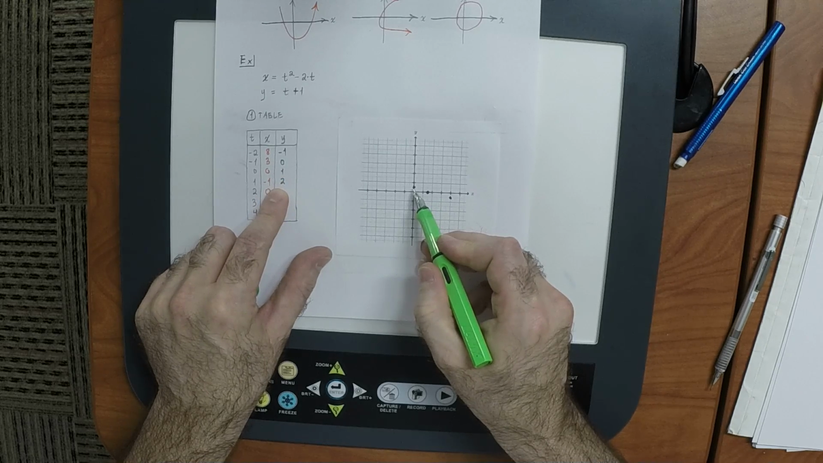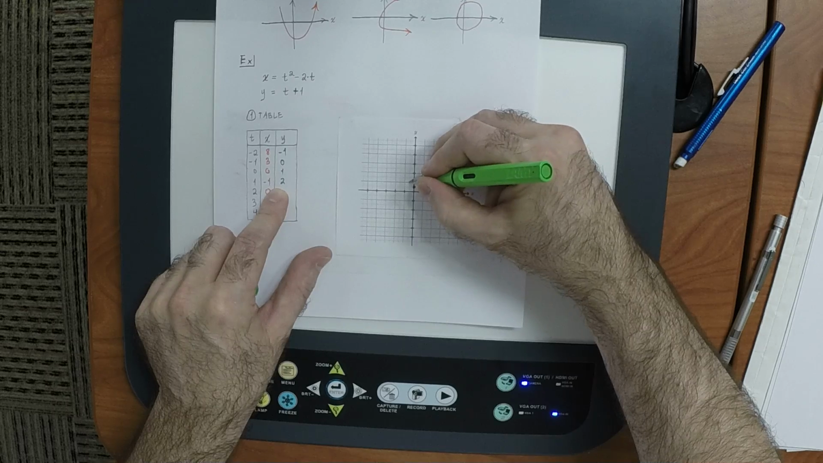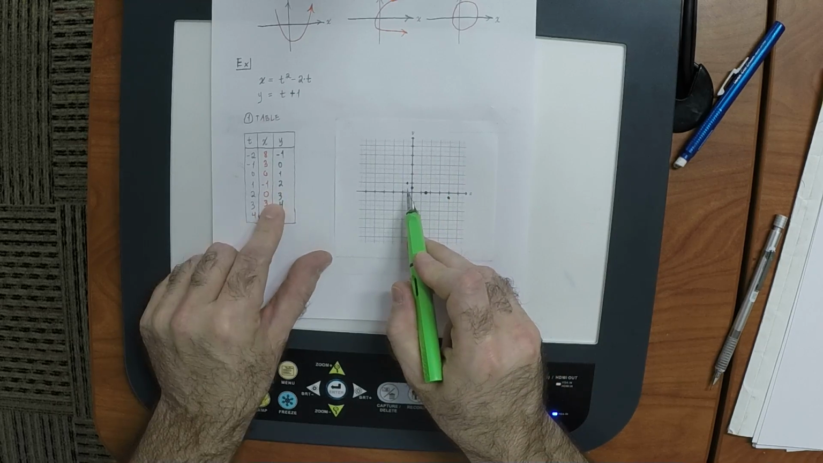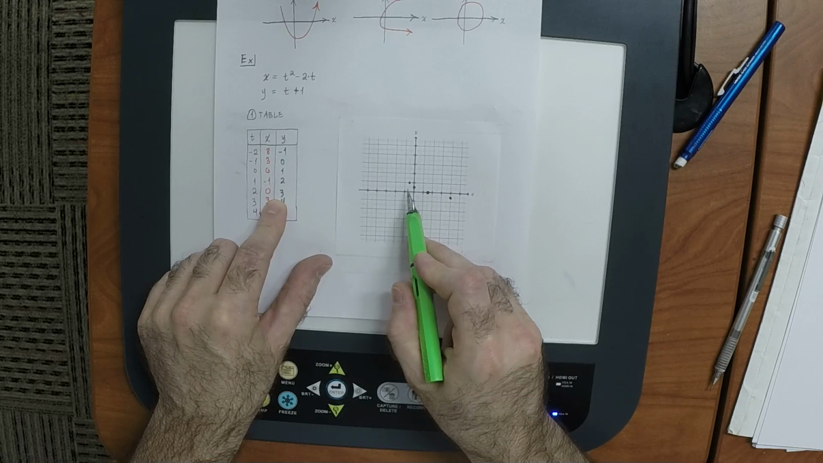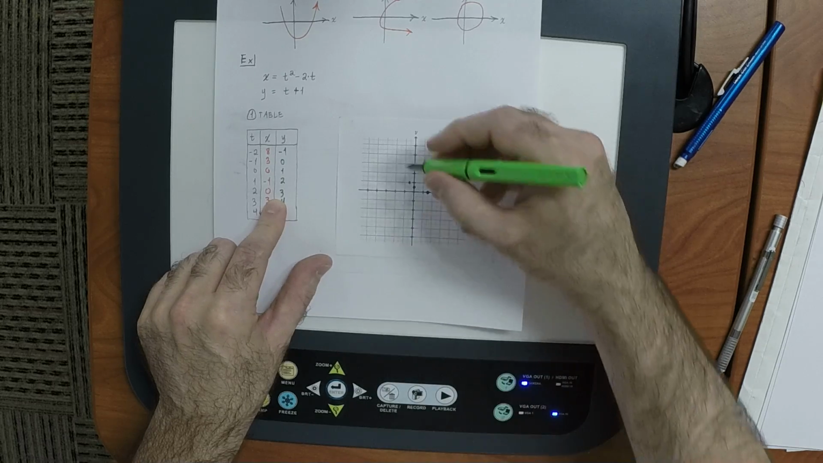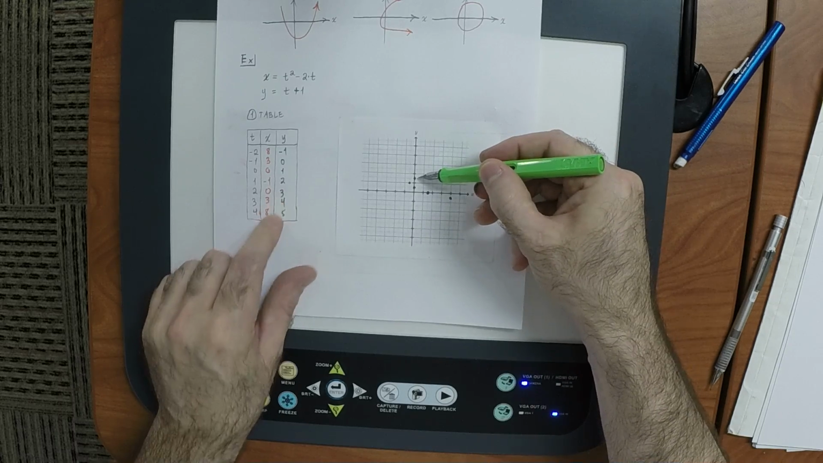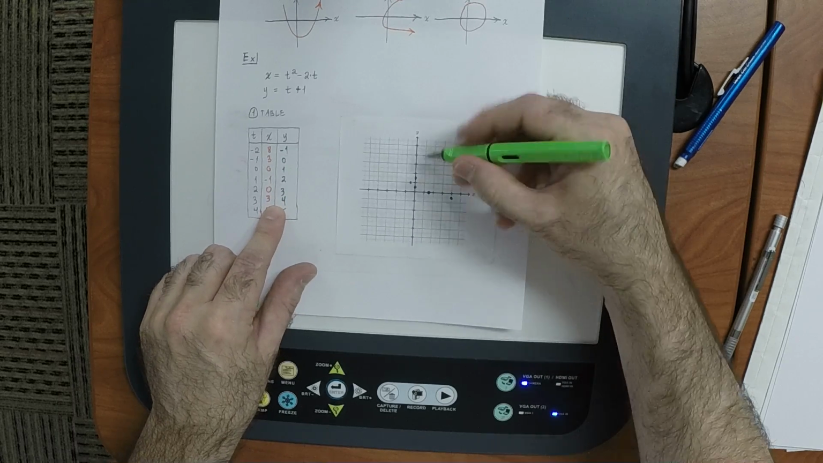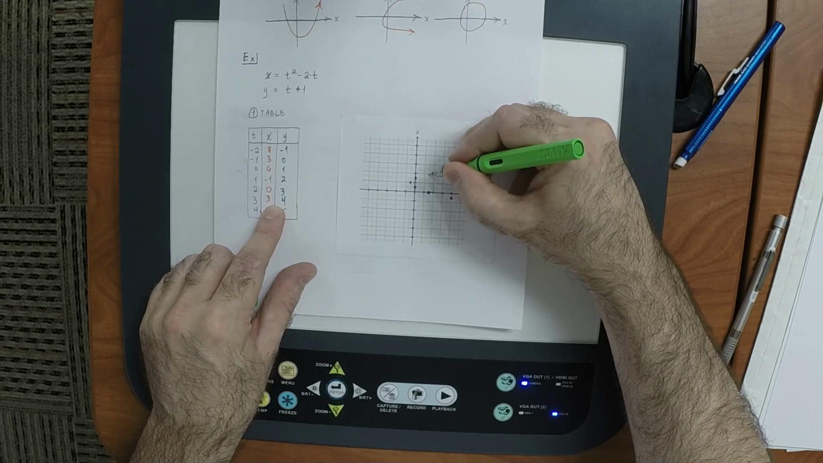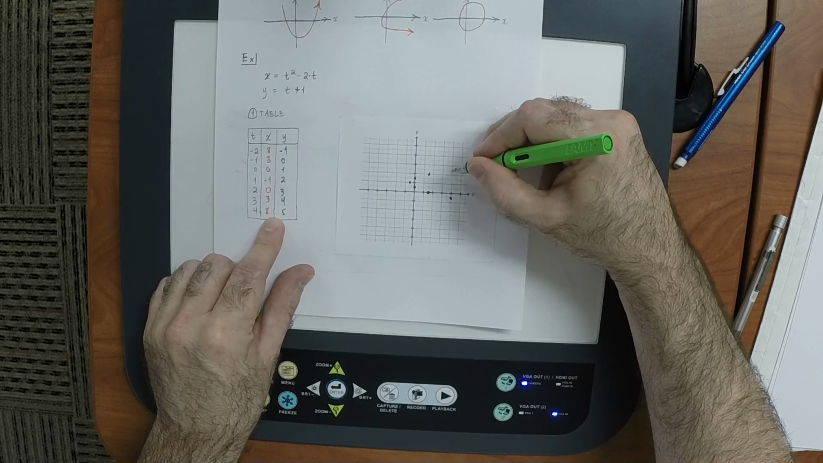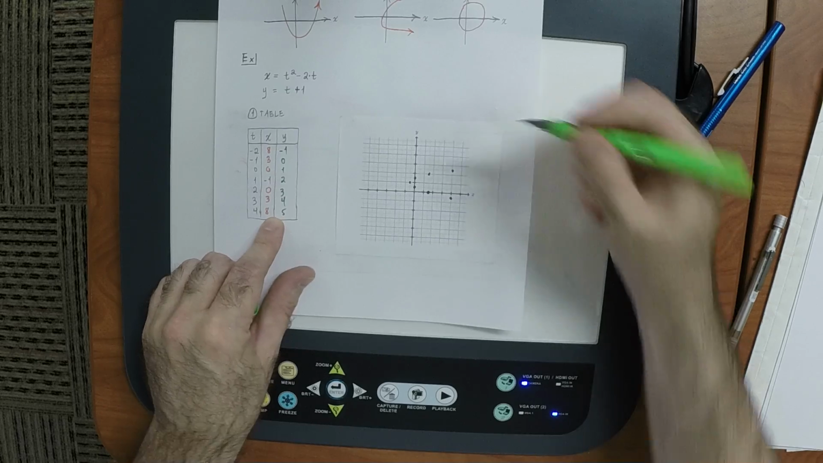Negative 1, 2. There. 0, 3. 3, 4. And 8, 5. Interesting.